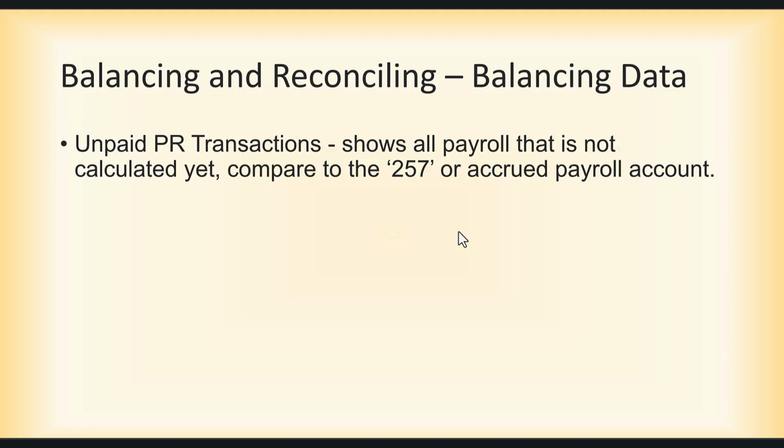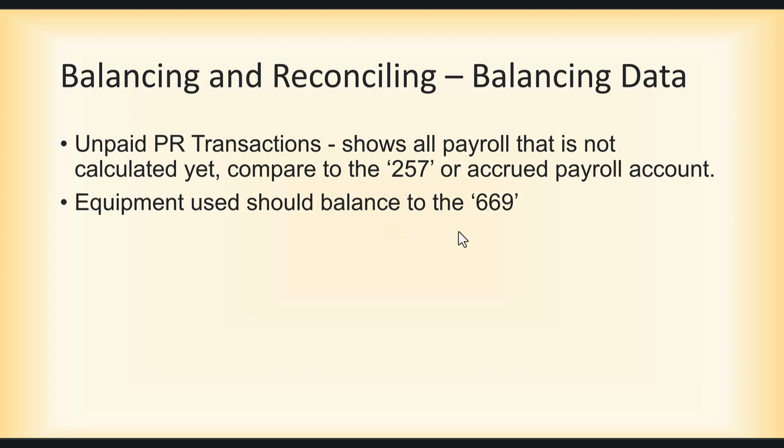So our first one is just checking to make sure that if you have any unpaid payroll transaction, it equals the 257, or what's considered your accrued payroll account. Real important. There's also some other things that could be there, but the first thing is that it should balance to zero at the end of a payroll cycle before you post any new payroll. But if you have posted payroll, it should equal what the unpaid transaction shows. Similarly, the equipment that's been posted to should be balancing to the 669 account. Both of those should be validated and worked through.